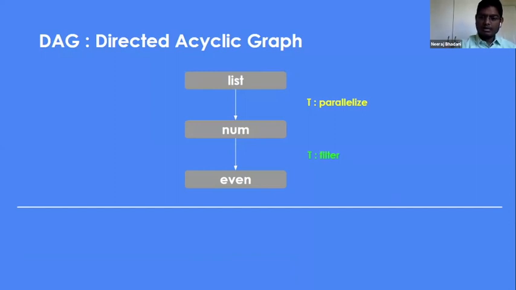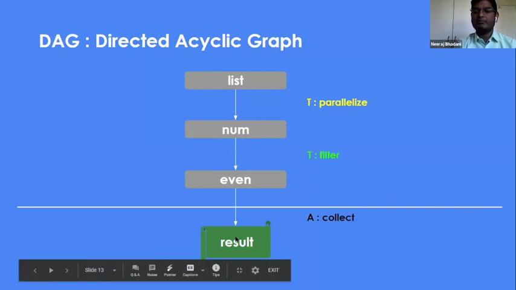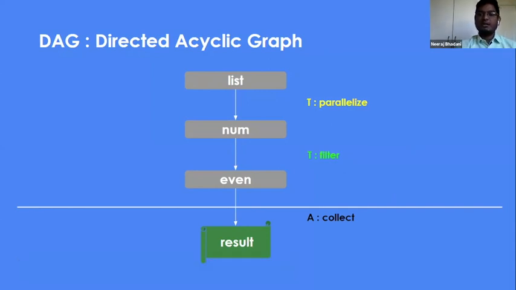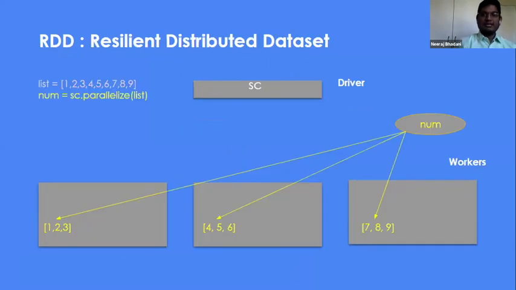Now, as soon as you say collect, which is an action, Spark will refer to this particular lineage. It will create a list, create an RDD, transform your RDD to num RDD, and it will give you the result. This is what we meant by the laziness of the transformations. So let's take our example.